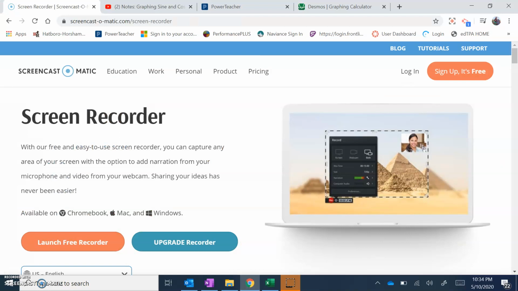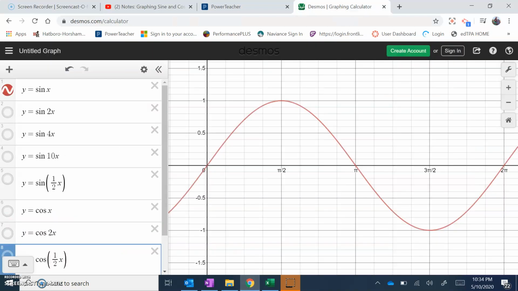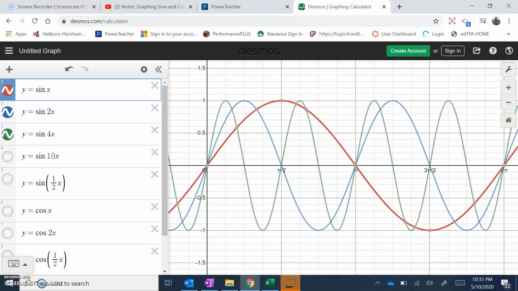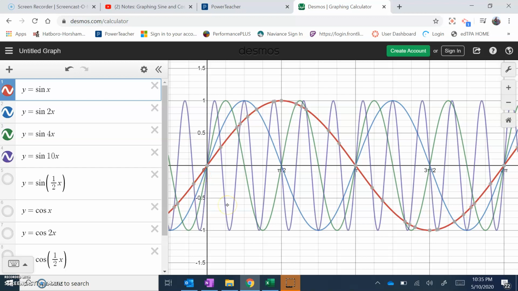So let's look real quick here. This is your normal sine graph. It repeats itself at 2 pi. Now watch here. If I put a 2 inside, like we just did, see how it repeats itself faster. It shrunk our graph horizontally and repeated faster. If I put in 4x, it's going to repeat even faster. And 10x, it repeats even faster.